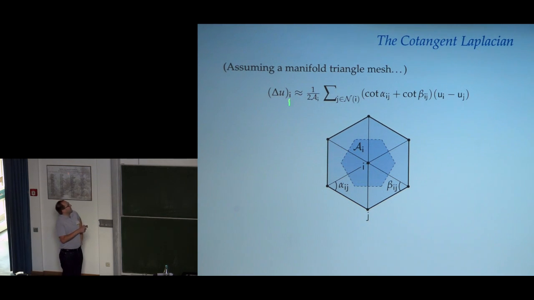The formula for computing this: you have a vertex i, and you have a function u defined on all the vertices, and you want to calculate the Laplacian of u at vertex i. You have this nice formula here, called the cotan formula, because of all the cotans that appear.